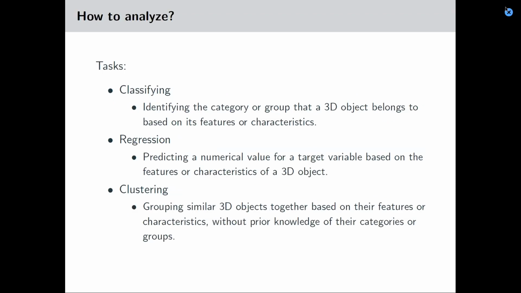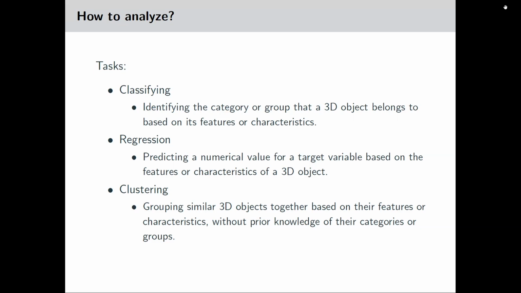So we want to do some interesting things with these 3D objects. And specifically, we want to do tasks like classification, regression, and clustering, for example. Classification means assigning a label to each object based on its features, and regression is predicting a continuous value for an object, such as its size or its weight. And clustering is the process of grouping data together based on their similarities.